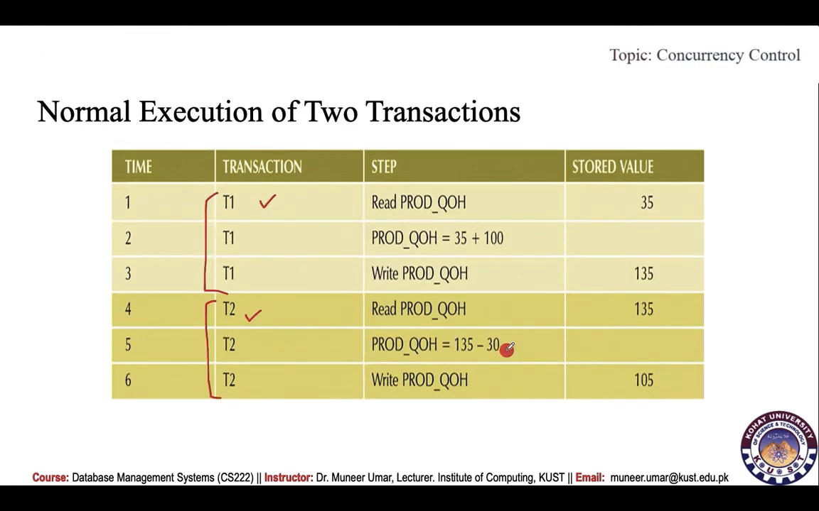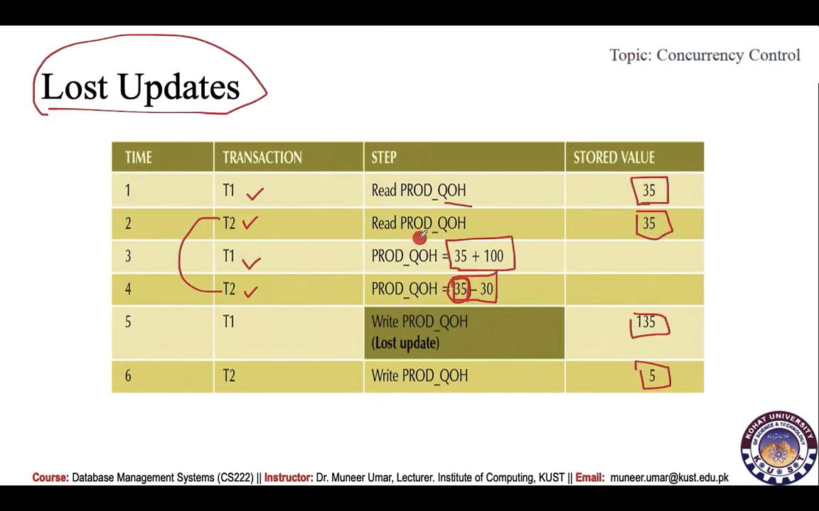If we make it in a serial fashion, then T1 read it here and made it 135. After that, T2 got it as 135 and made it 105. So these are in sequence, and both the transactions are giving us the correct value. Here both transactions are in parallel fashion and they have conflict, and both the transactions are giving us some ambiguous values.